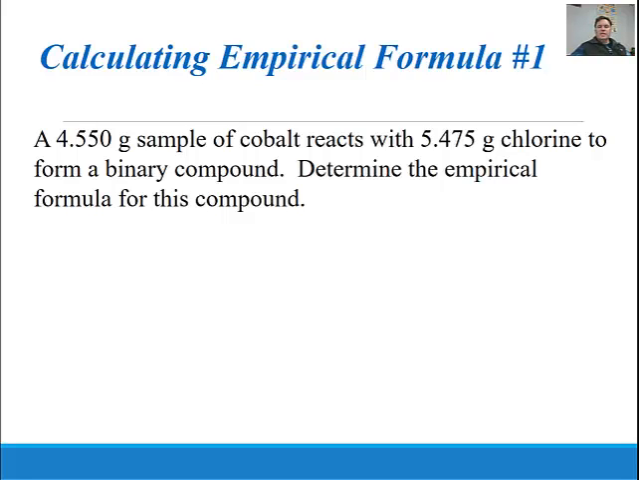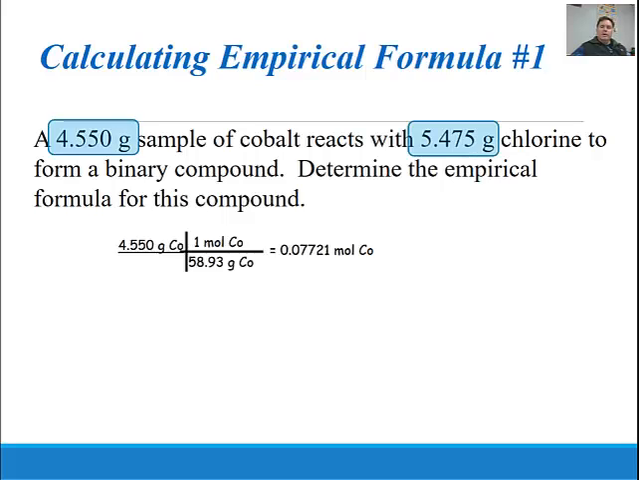Okay. So first step, we're going to convert each of those grams to moles. So I'm going to convert my cobalt grams to moles and then my chlorine grams to moles. Okay. So I set up grams, 1 mole is equal to the molar mass. That gives me 0.07721 moles of cobalt. I'll do the same thing for chlorine.